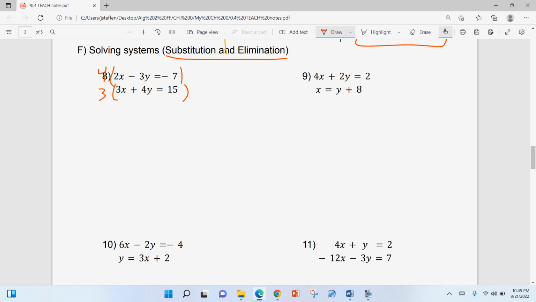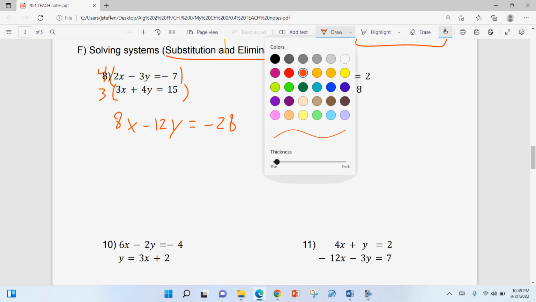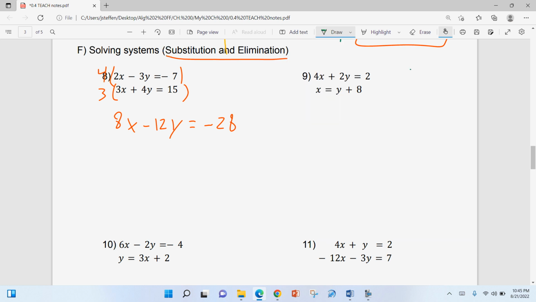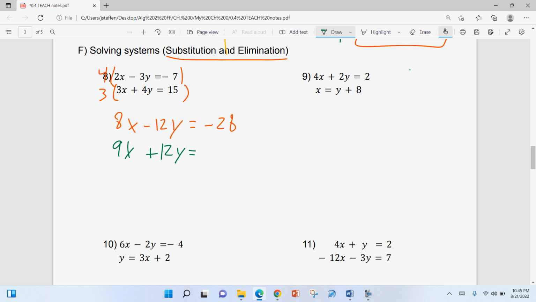I rewrite the whole equation. So 4 times 2 is 8x, 4 times negative 3 is negative 12y, 4 times negative 7 is negative 28. Then my next equation, 3 times 3 is 9, 3 times 4 is 12, 3 times 15 is 45, I believe. Yes. And now we can add these together.